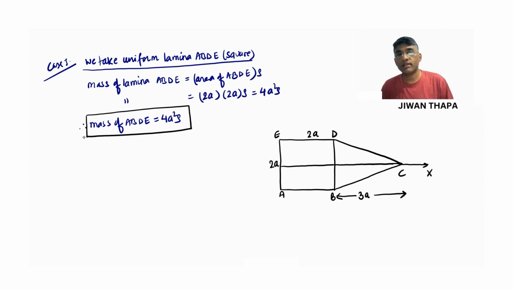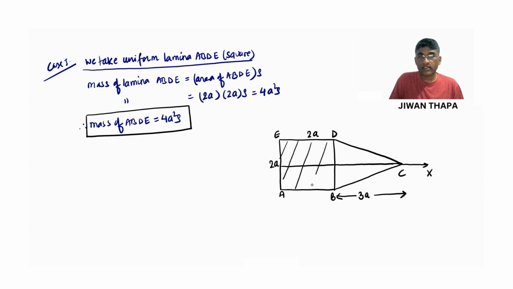Okay, we have this. Now what we find, this is a square lamina. This square lamina is uniform. It is a uniform lamina, okay. So we have this, and this is the axis of symmetry. So we find its center of mass.